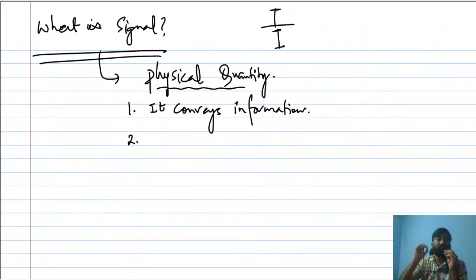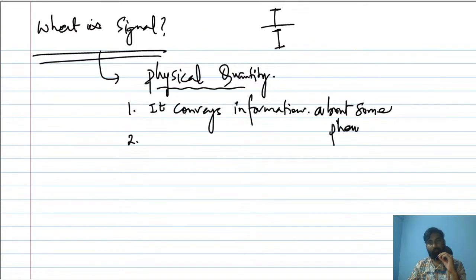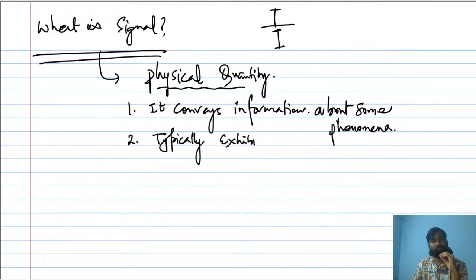तो सिग्नल क्या होता है? सिग्नल बेसिकली एनी फिजिकल क्वांटिटी इफ इट कन्वेज सम इंफॉर्मेशन। सपोज वो फिजिकल क्वांटिटी ऐसी है जो कोई भी इंफॉर्मेशन कन्वे नहीं करती है, यू आर नॉट अंडरस्टैंडिंग एनीथिंग, एंड दैट इज नॉट अ सिग्नल, राइट? ठीक है, इफ इट कन्वेज सम इंफॉर्मेशन अबाउट सम फेनोमेना। दिस इज फर्स्ट डेफिनेशन, कीप इन माइंड, and it typically exhibits, you can say, variation.